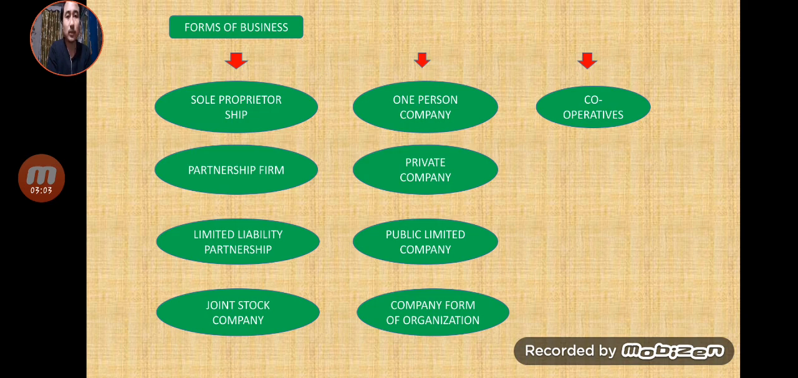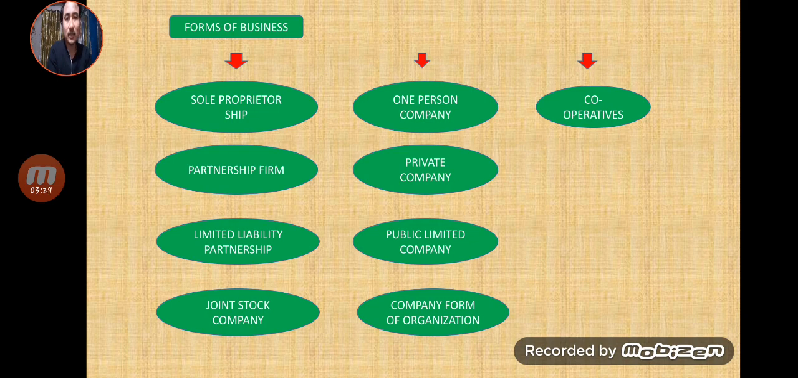Everybody is aware of cooperative societies. This is also one form of business, and another is the company form of organization, which is quite similar to the private company or public company, but there are slight differences which I'll be discussing in the coming days. And now there is also the concept of a one person company. One man can also start a company.